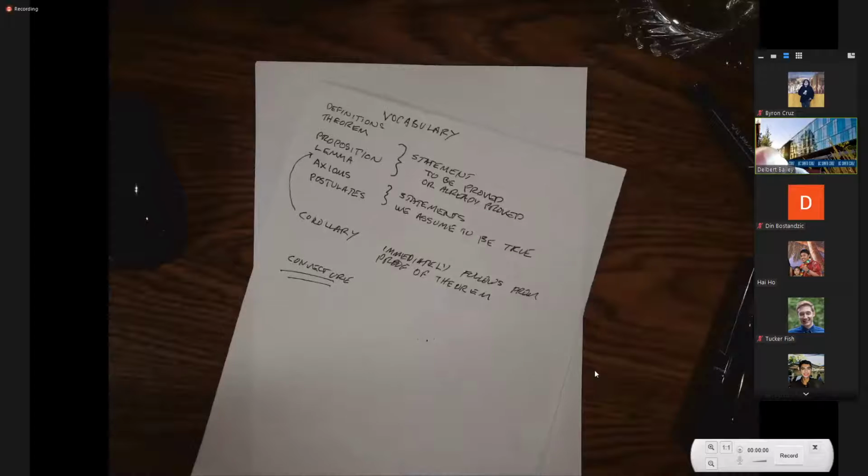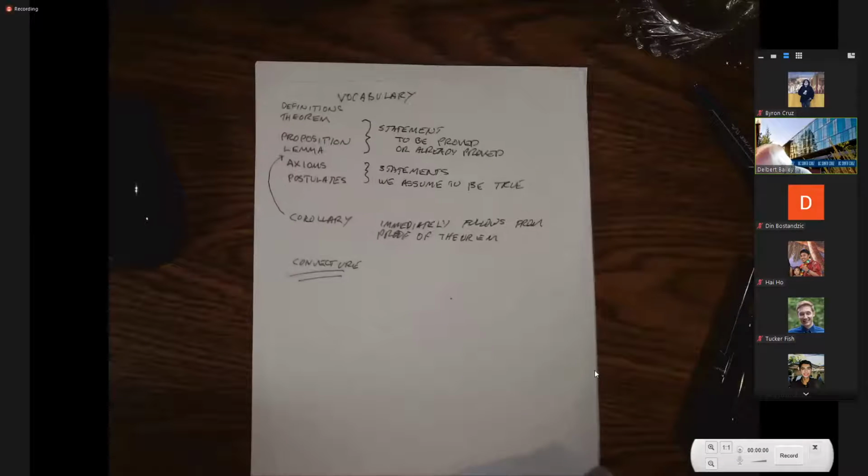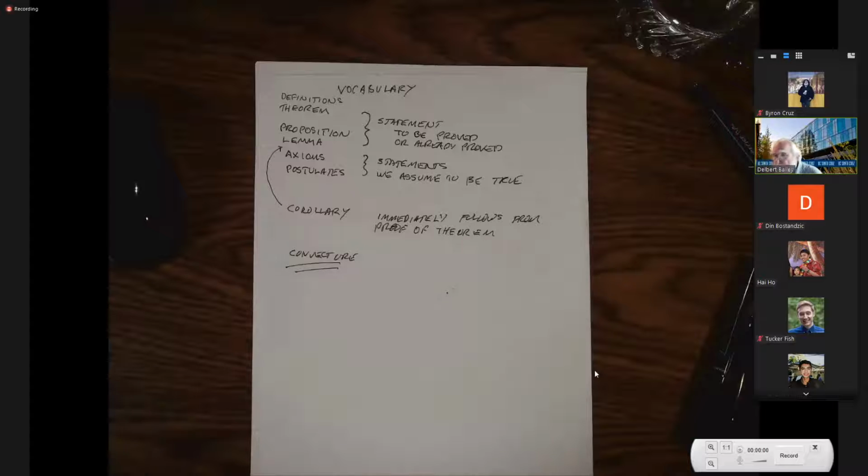Hey, Professor. Would you have an example of some of the different types of proofs in the previous slide? Because sometimes I have a hard time differentiating them when I encounter them in textbooks, like axioms and postulates. Well, an axiom is not a proof. We're going to go through a whole series of different kinds of proofs. Okay.